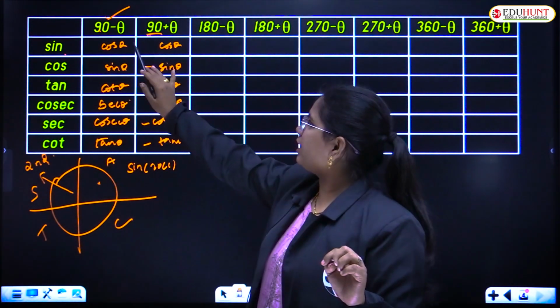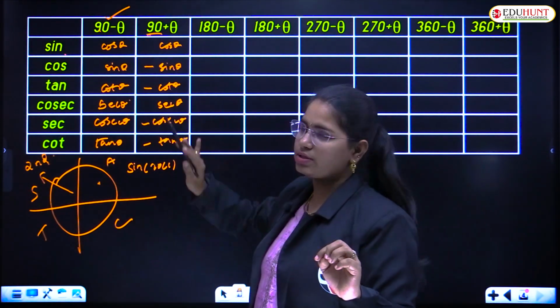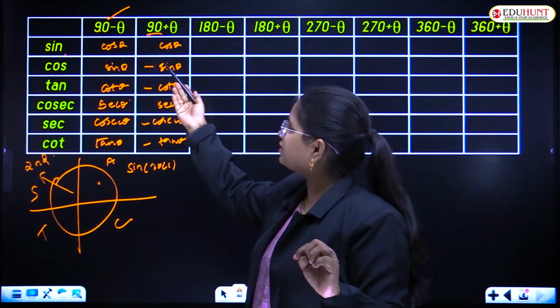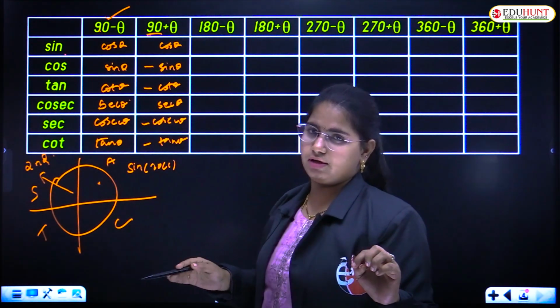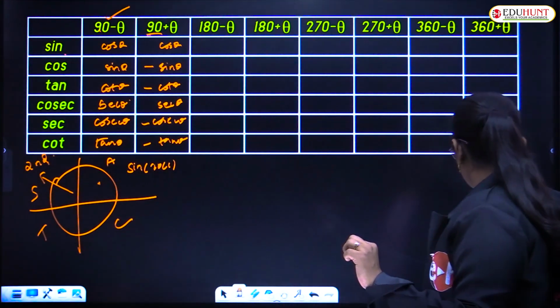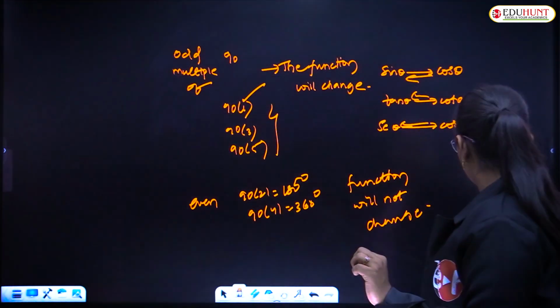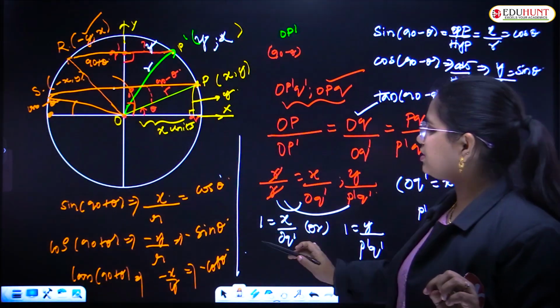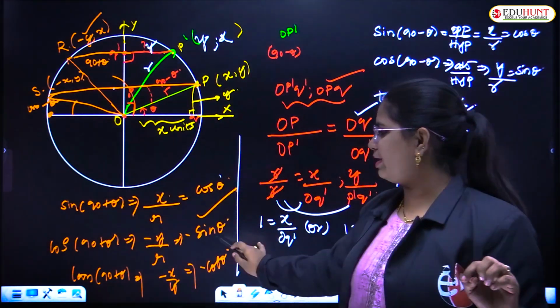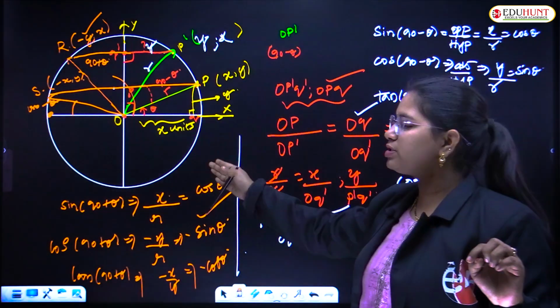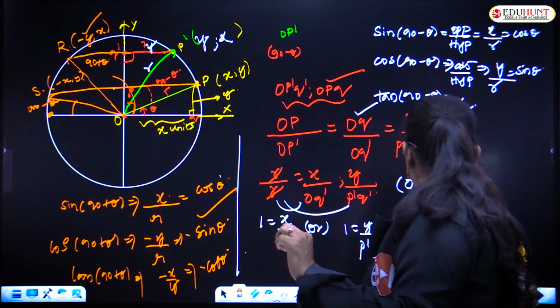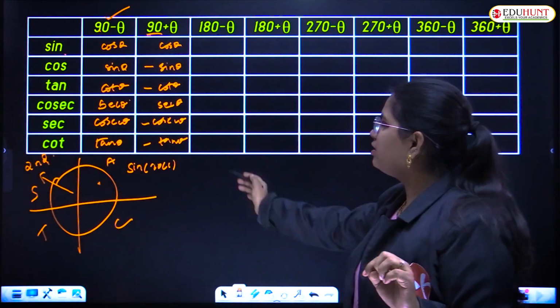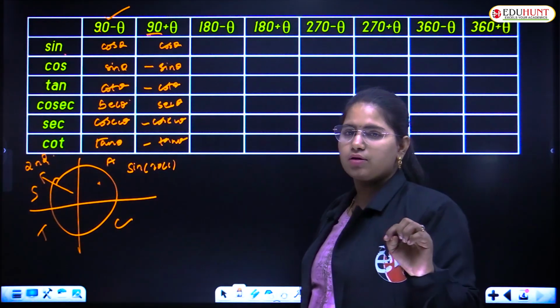Correct? Sine 90 plus theta is cos theta. Cos 90 plus theta is minus sine theta. Last time I derived this, cos 90 plus theta is minus sine theta. From the concept also you can derive it. But after the explanation of this shortcut, see how much easily you got this.